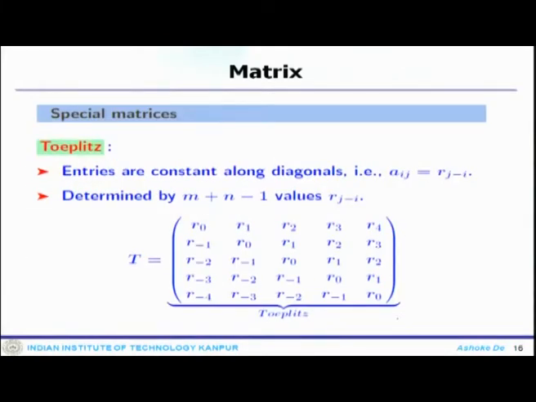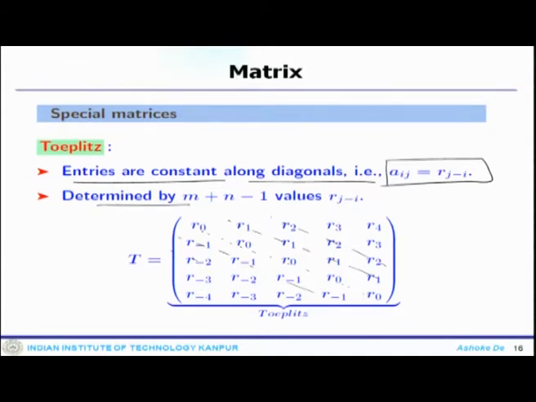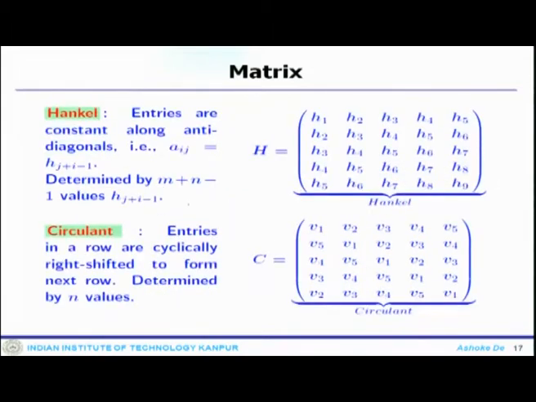Now, special matrices. Toeplitz is where the entries are constant along the diagonals, that means a_ij equals r_(j minus i). Along the diagonals, the entries are constant. If you look along the upper diagonal, or along the second upper diagonal, they are constant. This is called the Toeplitz, and it can be determined by the mathematics like that.